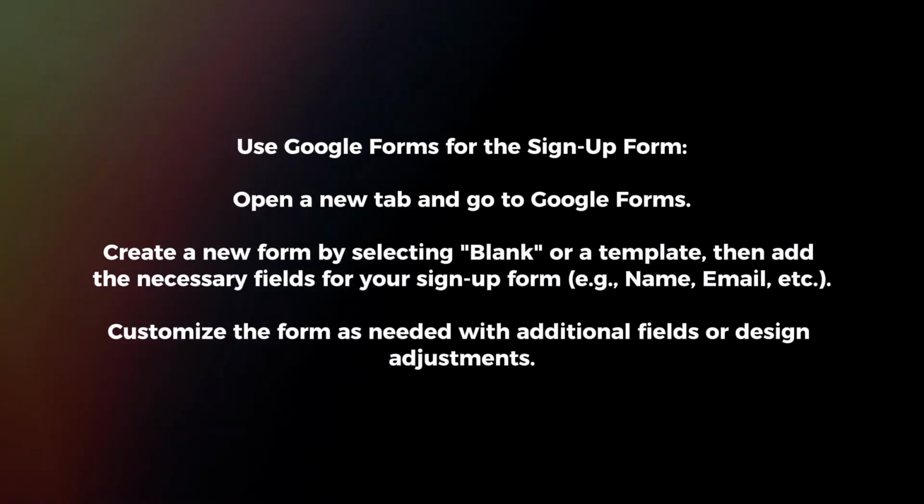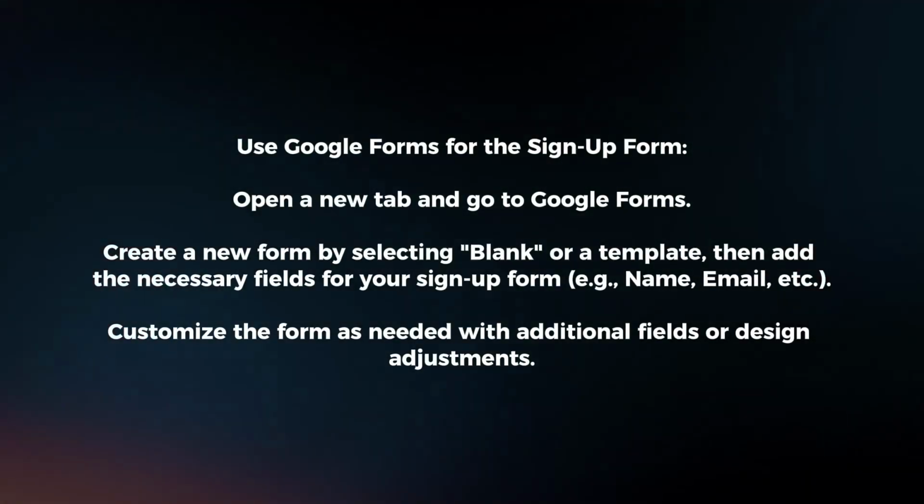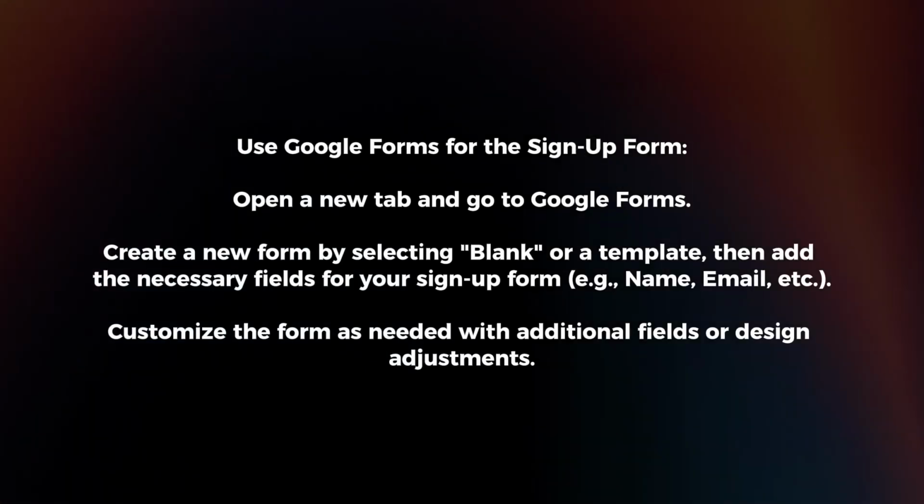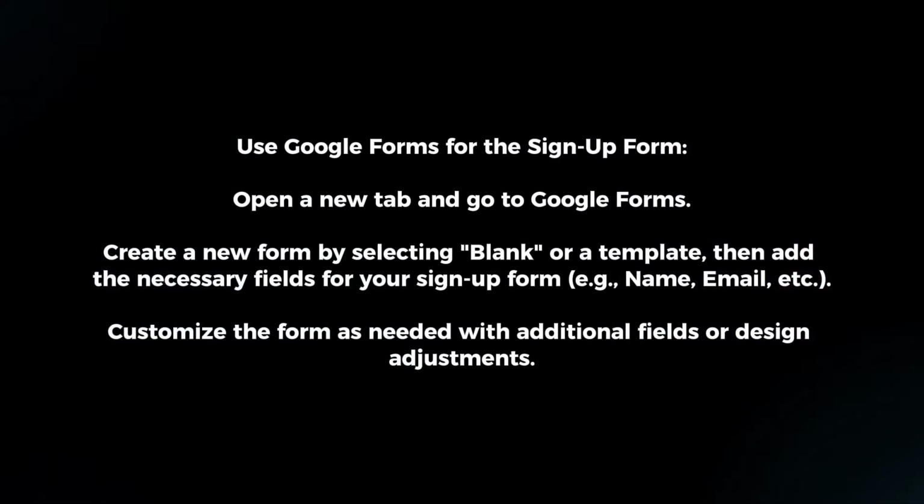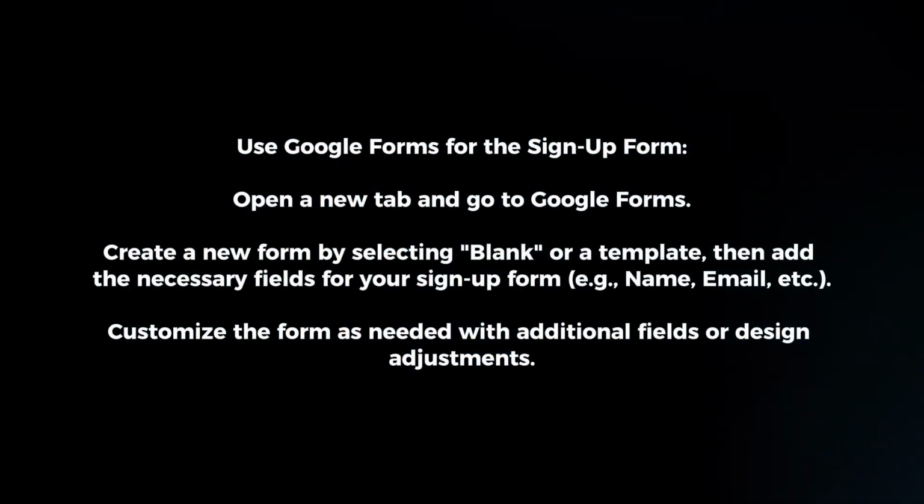Use Google Forms for the sign-up form. Open a new tab and go to Google Forms. Create a new form by selecting blank or a template. Then add the necessary fields for your sign-up form. Customize the form as needed with additional fields or design adjustments.